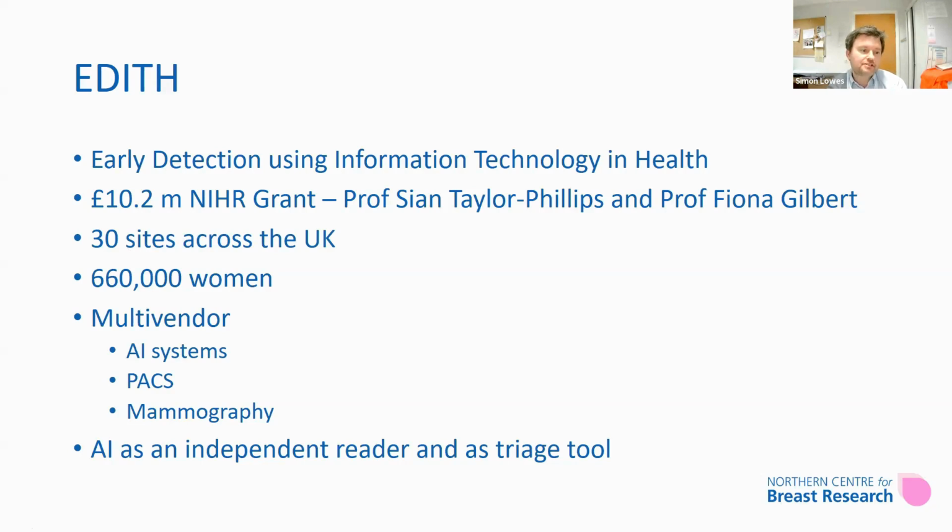It's going to be a multi-vendor study using different AI systems, using different PACS systems, which are the systems that we use to view our images, and of course different mammography equipment as well, because there's a lot of variation across the country. And it's going to investigate AI as an independent reader or as a triage tool, which I alluded to earlier.